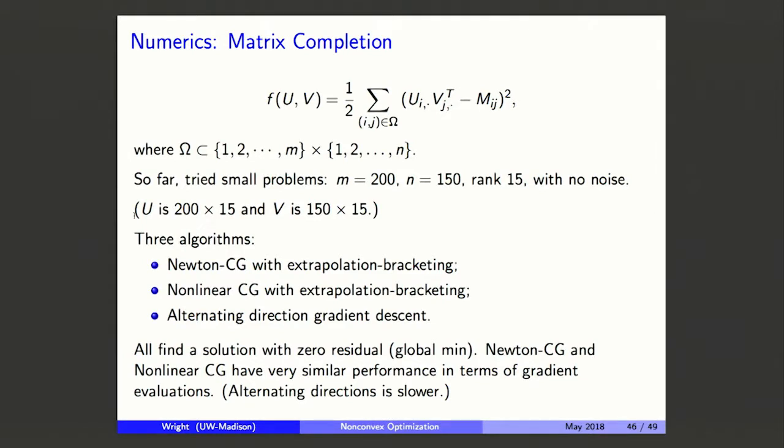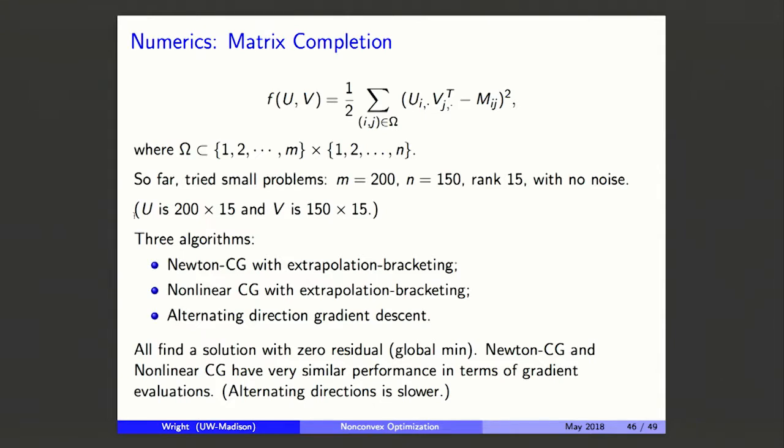And here are some very simple results on some very small matrix completion problems, very low dimensional here, but rank 15, using that non-convex parameterization I talked about earlier. And here we implemented Newton CG, nonlinear CG, and an alternating direction method, which optimizes with respect to U and V alternately. All of these have no trouble finding the global solution. There's no noise in this problem, so the global minimum has residual 0, and they all find that easily.